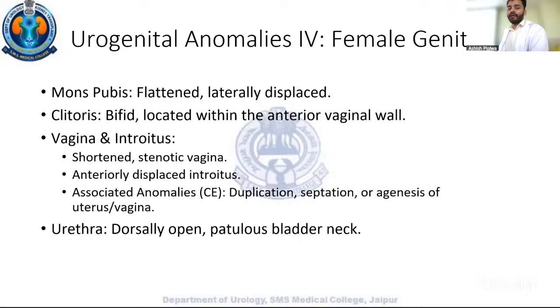The clitoris is bifid, located within the anterior vaginal wall, and the vagina and introitus are shortened. The vagina may be stenotic. There is an anteriorly displaced introitus, and associated anomalies are duplication, septation, and agenesis of the uterus or vagina. The urethra is dorsally open, and there is a patulous bladder neck.